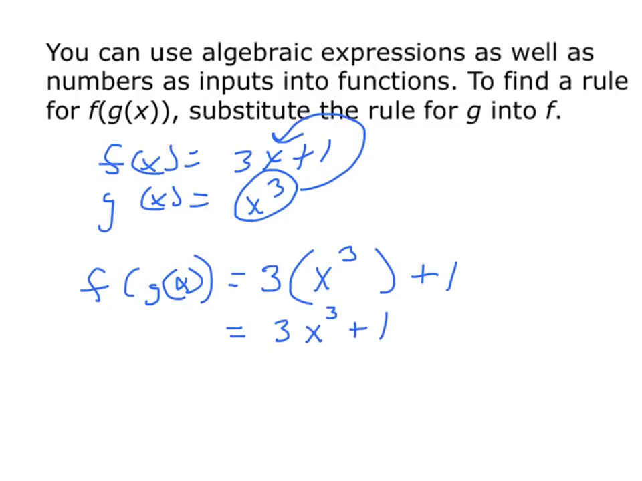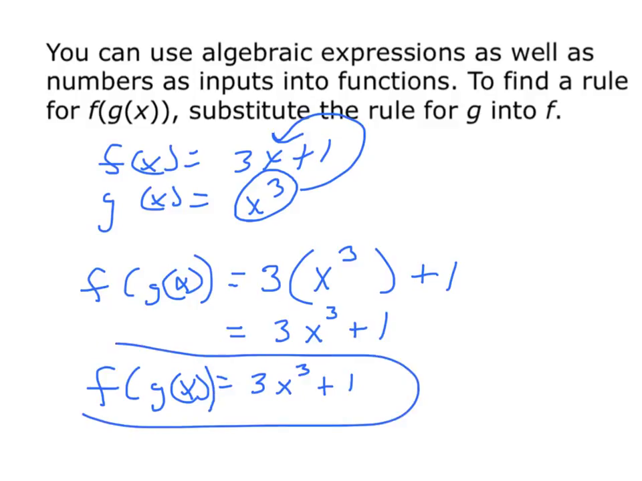So notice these two functions, if I find the composition of these two functions, not for a value, just the composition, I can find that f of g of x will equal 3x to the third plus 1. And that is the new function that is generated from these two functions by finding the composition of functions.